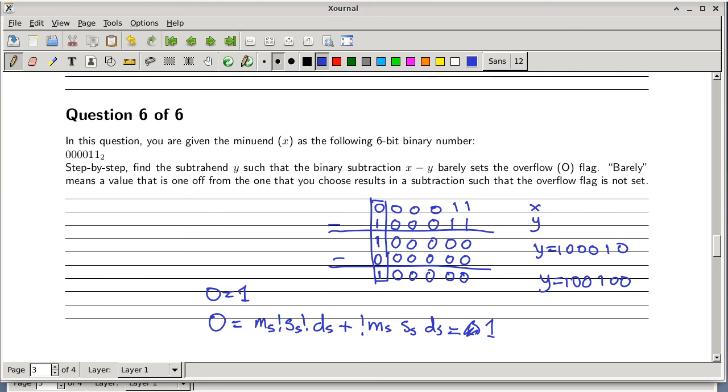Any other questions? We got 5 minutes. Yes. Just to clarify, when you say barely, you just mean if you change the value by 1, then it will no longer meet the criterion? So you want to get as close to that as possible. Correct. Because there are many values that will set the overflow flag, but of all of those values, which one is right at the edge?